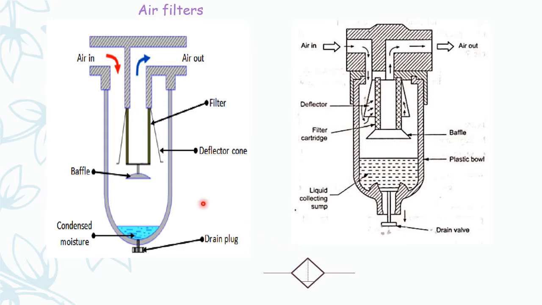Air enters through the inlet in the glass bowl, and the air passes through the deflector cone. Because of the deflector cone, there is a swirling action which produces a centrifugal action. Because of centrifugal action, the dust particles will be collected due to gravity at the bottom, and there is a drain plug at the bottom in order to remove the dust particles which are collected here.